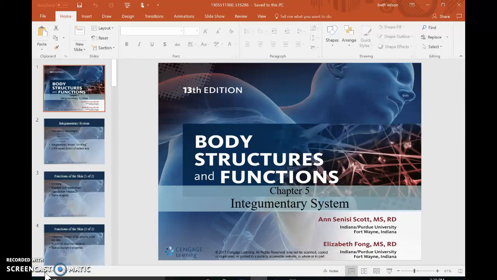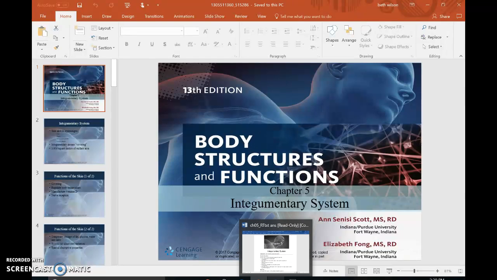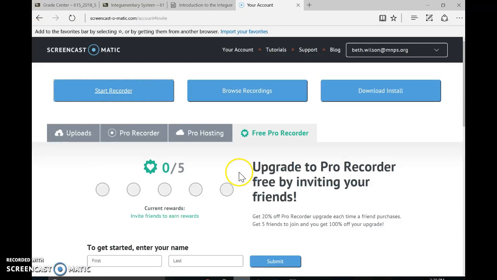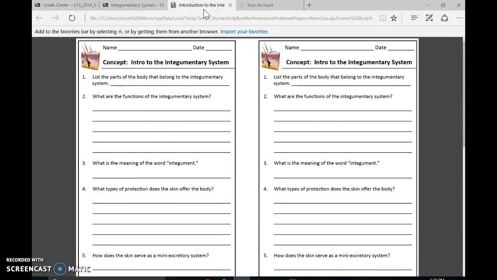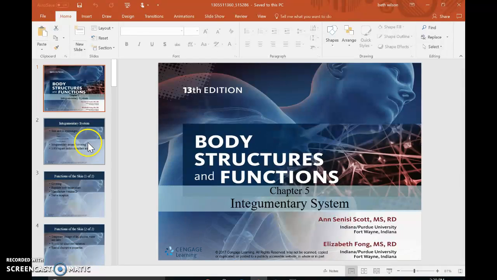Hi everybody, we're moving on to our next unit, which is over the integumentary system, chapter 5. You should already have your interactive notebook pages. We will be starting with the interactive notebook page that looks like this: Introduction to the integumentary system. The PowerPoint is going to go right along with it, hopefully. So let's get to it.